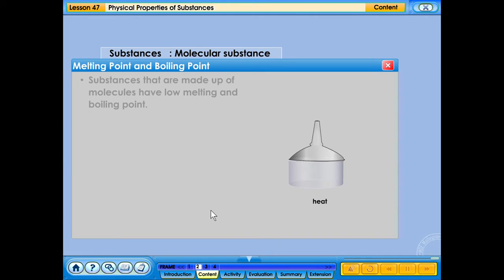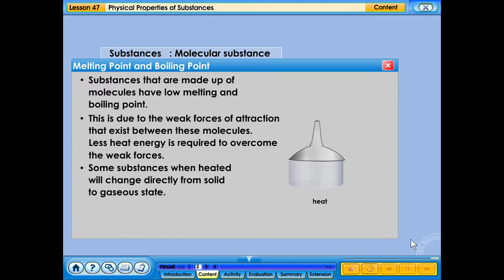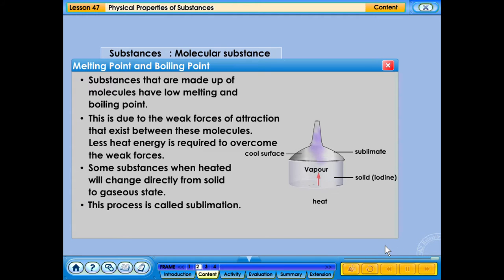Substances that are made up of molecules have low melting and boiling points. This is due to the weak forces of attraction that exist between these molecules. Less heat energy is required to overcome the weak forces. Some substances, when heated, will change directly from solid to gaseous state. This process is called sublimation. Example: iodine crystals change to gas.